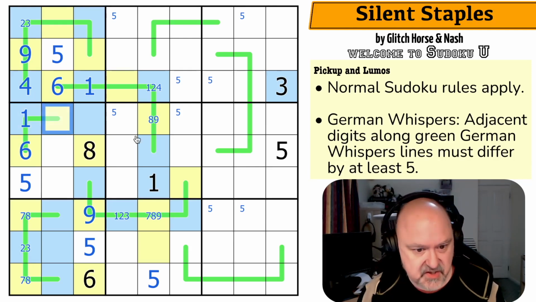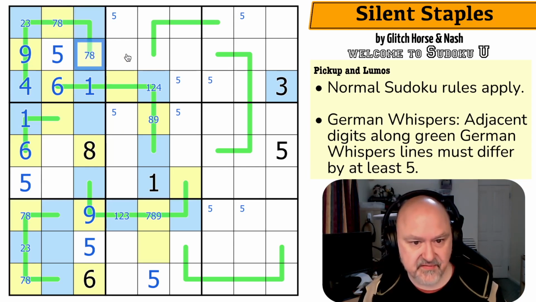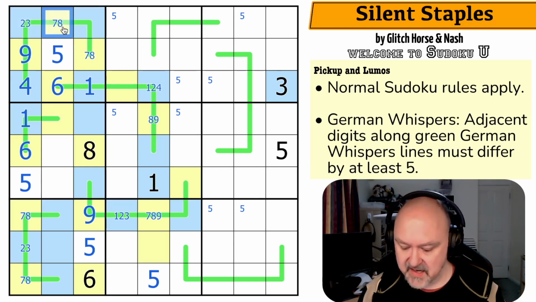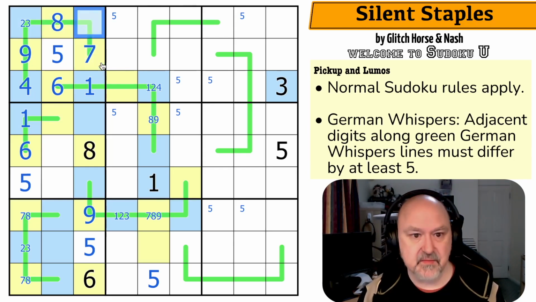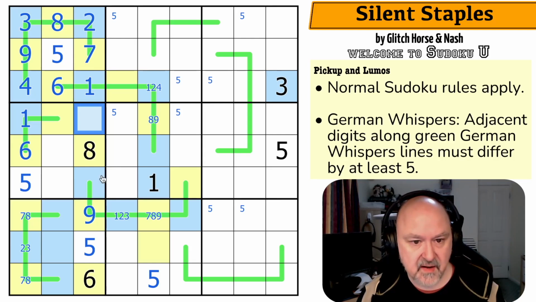This is a high digit. So this is 7 or 8. This is 7 or 8. If this is 7, these would need to be 1 and 2, and they can't be. So that's the 8, that's the 7, making that the 2, and that the 3. These are 3 and 4. 4 can go next to 9, that's fine.